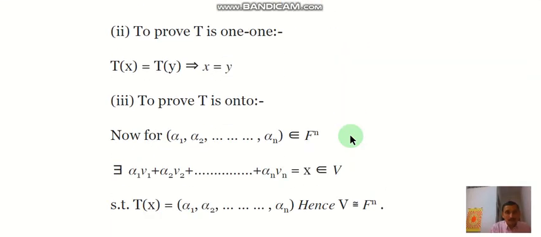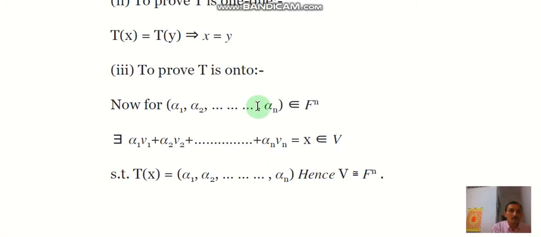And the second condition is to prove that T is 1-1, that is T(x) equal to T(y) implies x equal to y. These two conditions, linearity and 1-1, I have left for the students to verify themselves. The third condition for the isomorphism is to prove T is onto.